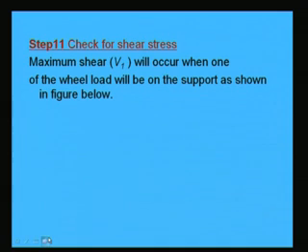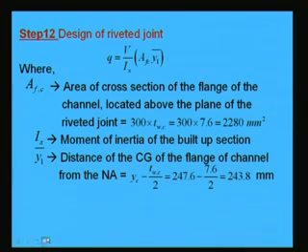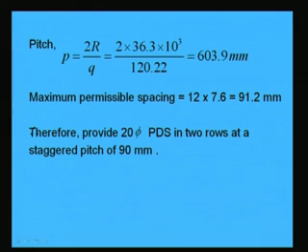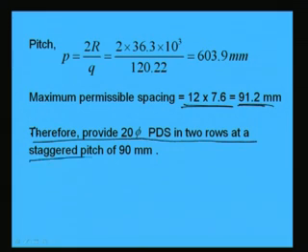So, next in step 11 we will check for shear, and because of shortage of time I am not going to calculate that. You can do it as I have discussed in the last lecture: check the shear stress, and then the pitch of the rivet can also be found out, right. So, with this we will get the pitch. The maximum permissible spacing is 12 into T, so 91.2. So, we are providing 25 mm diameter rivets in 2 rows at a staggered pitch of 90 mm.